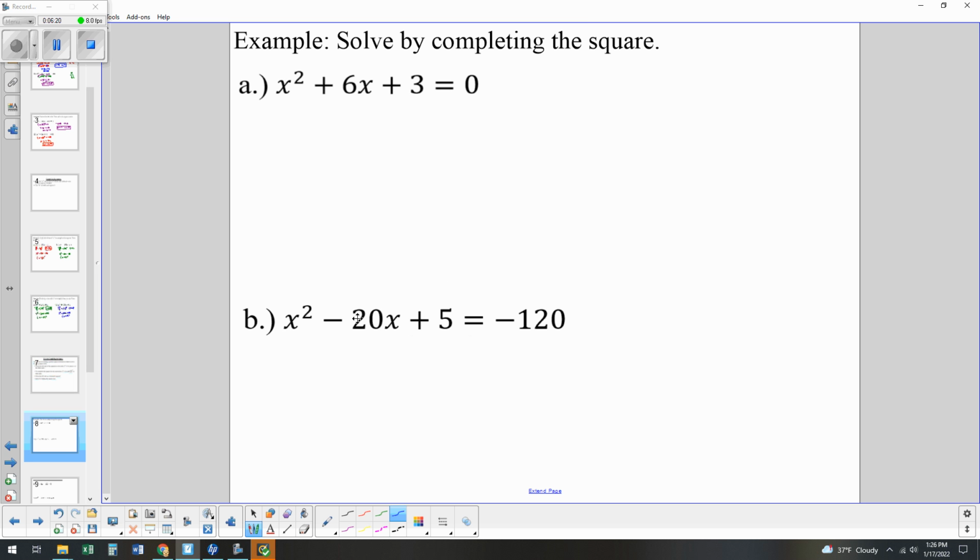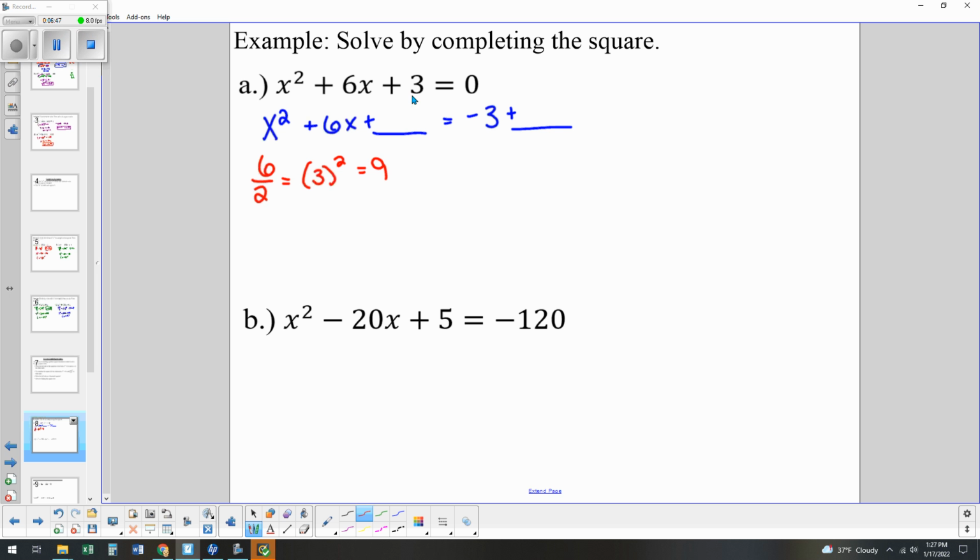So in part A, I want to get the x squared and the 6x alone, so I'm going to move the positive 3 over by subtracting 3. So I have x squared plus 6x, I'm going to leave a little room for that new c value, equals negative 3, and some more room for that new c value, right? Plus and plus. So we're going to take the 6, the b value, and cut it in half, and then we're going to square it.